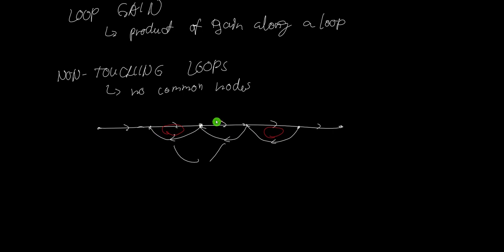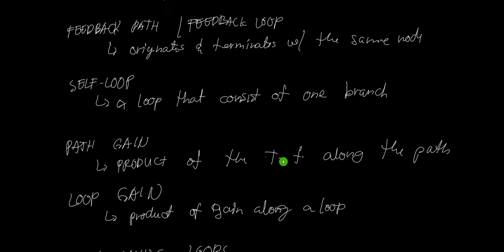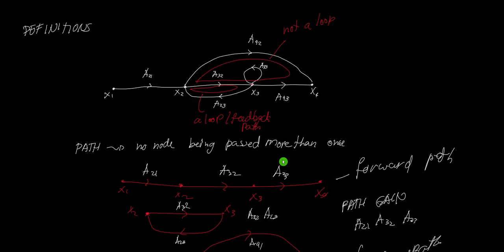We will be needing that later on when we go to Mason's gain formula, when we try to solve for the total transfer function of a signal flow graph. So these are the different definitions and fundamentals of a signal flow graph.